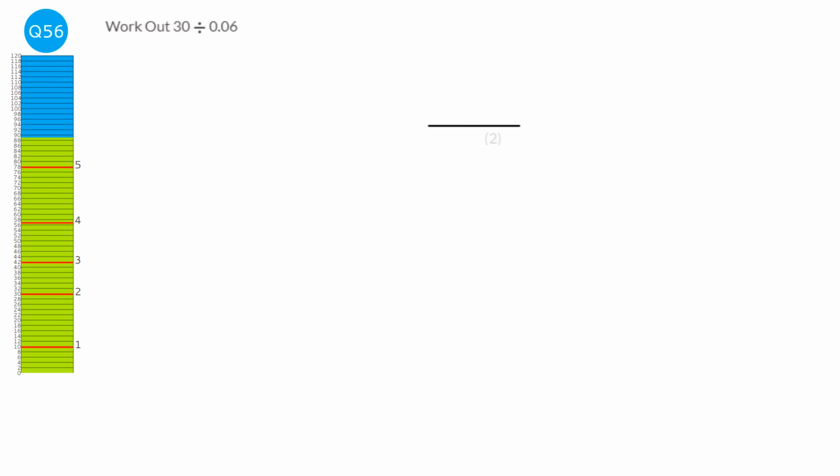Sometimes it's easier with these questions to multiply both numbers by, say, 10 or 100 or 1,000. So if we look at the 0.06, if we times that by 100, it would make the question a lot easier. But with a division, if you times one of the numbers by 100, you have to times the other one by 100. So we just go times the 30 by 100, and times the 0.06 by 100 to make that 0.6. And this actually is the same calculation as 30 divided by 0.06.